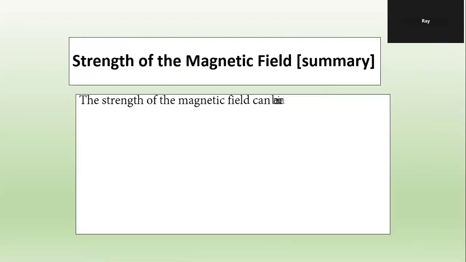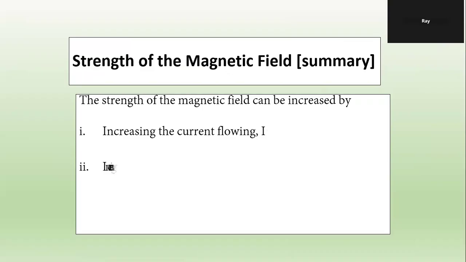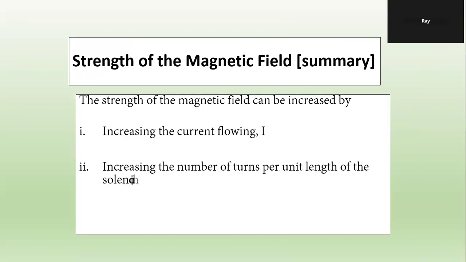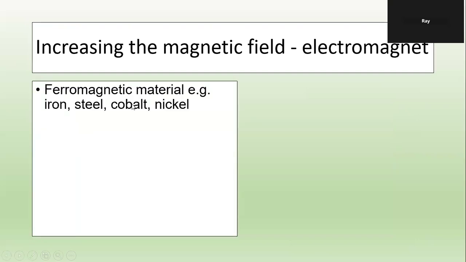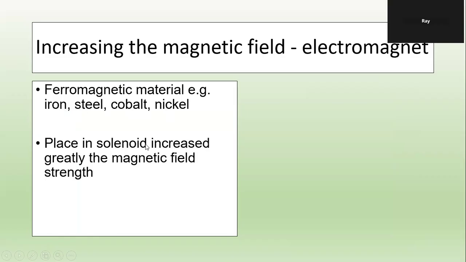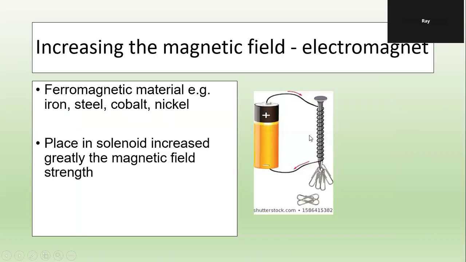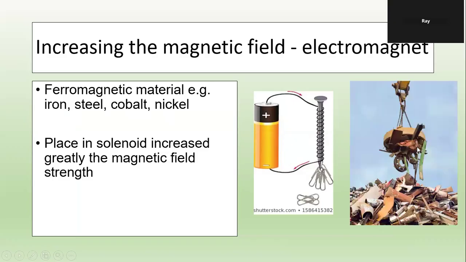Right? Summary, magnetic field strength can be increased by increasing the current. That's the first thing. Current is the one that produces a field. Increase the number of turns per unit length of the solenoid, and use a soft iron core within the solenoid. Ferromagnetic material, for example iron, steel, cobalt, nickel, placed in the solenoid increases greatly the magnetic field strength. That's an electromagnet. That's a commercial one.